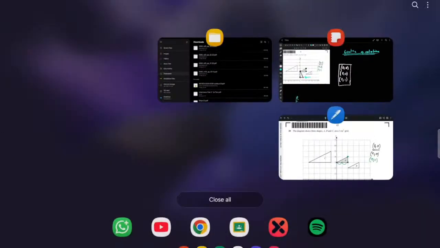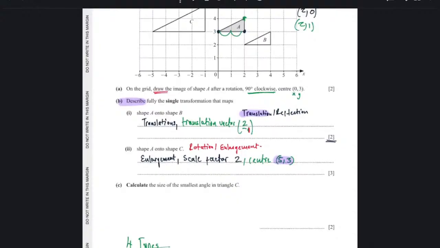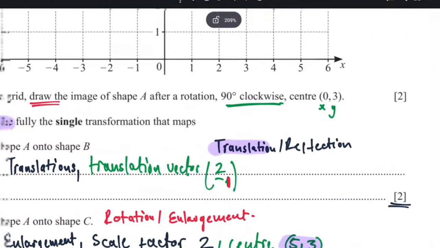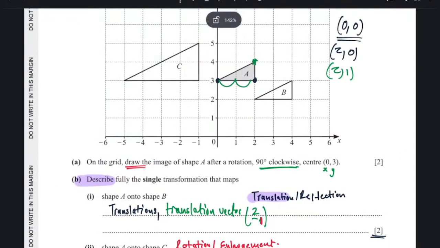We are back at the question. Let's go back. Here is the question. Draw after a rotation 90 degrees clockwise. Then they told you the center.